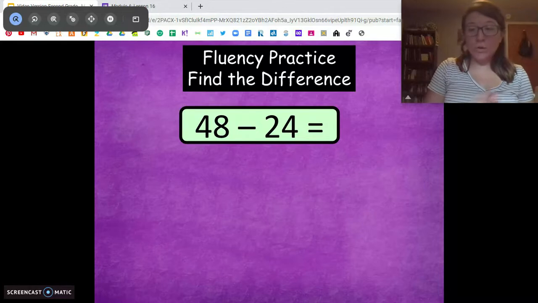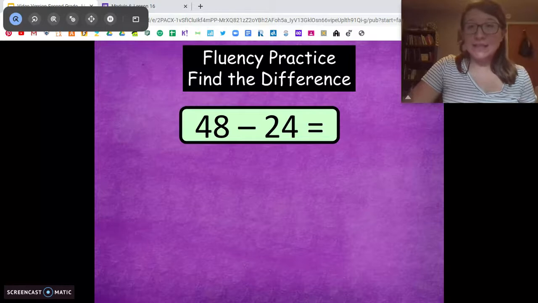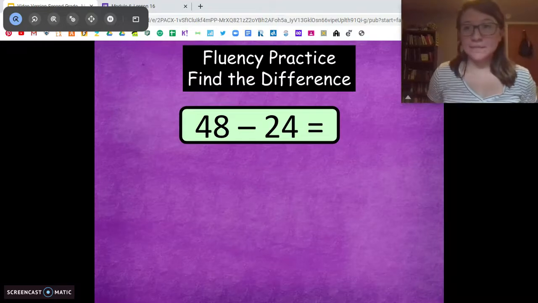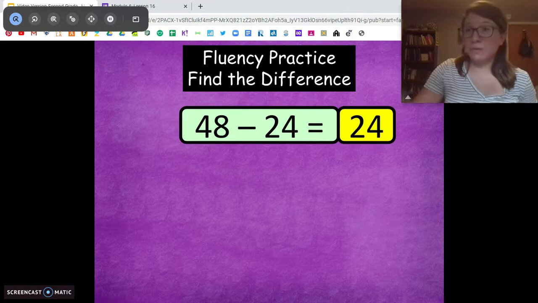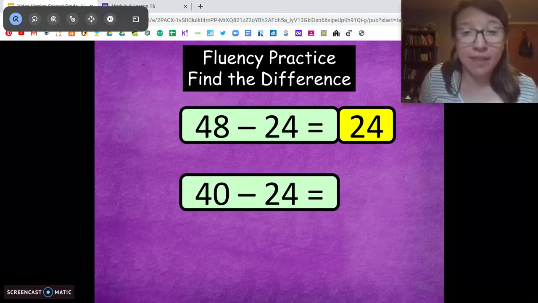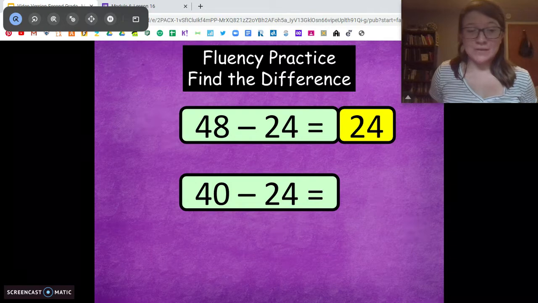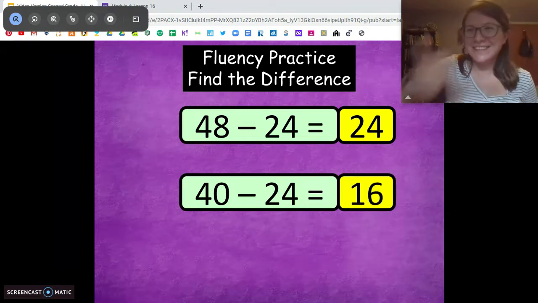Now, for these ones, I want you to find the difference. Same idea. Pause and solve. Solve any way you want to. Go ahead. All right, 48 minus 24, you should have gotten 24. Good job. 40 minus 24. Now for this one, use what you know. Pause and solve. Did you get 16?